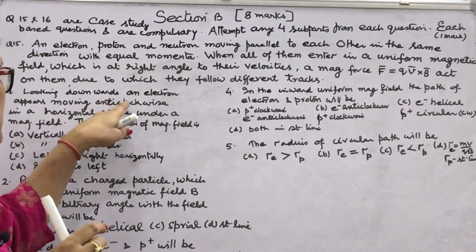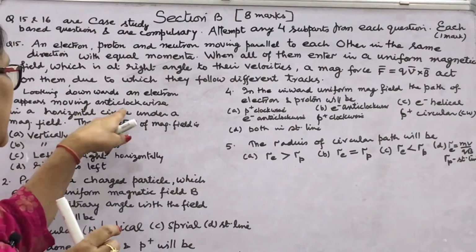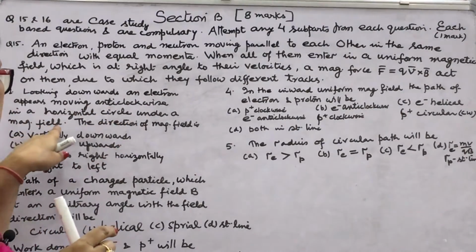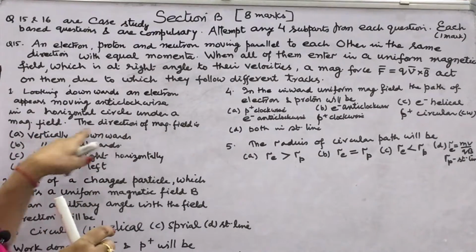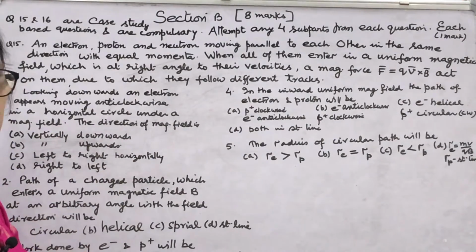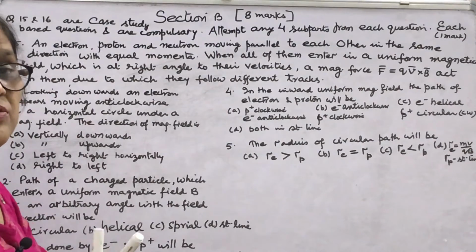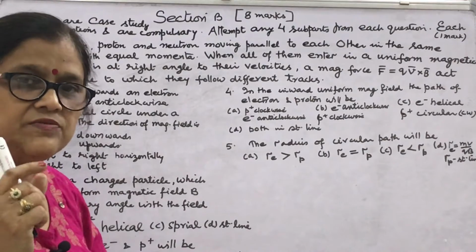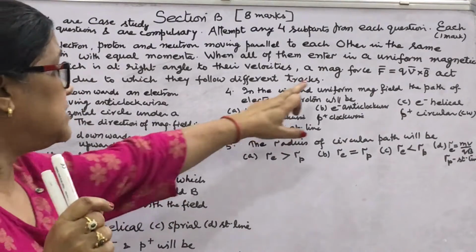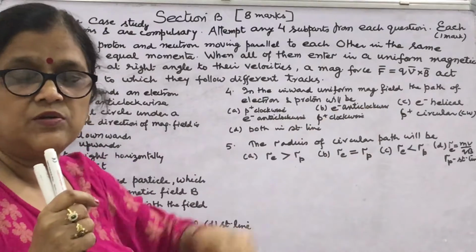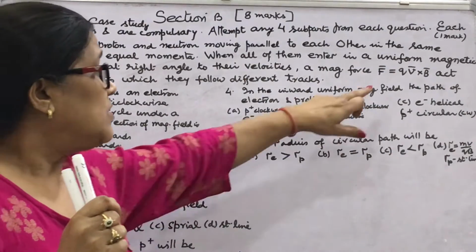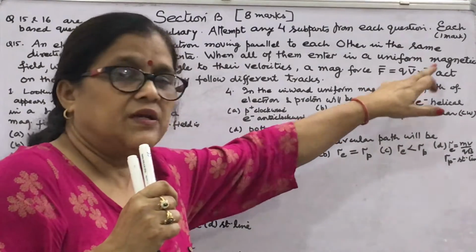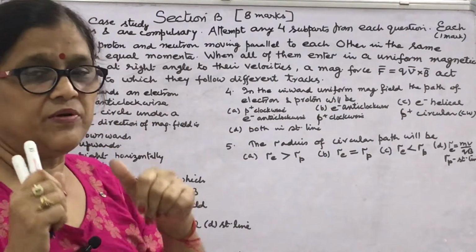Looking downwards, an electron appears moving anti-clockwise in a horizontal circle under a magnetic field. The direction of magnetic field is... You know the force acting on a charged particle moving in the magnetic field is called Lorentz force. What is the formula? It is given in the paragraph, F equal to QV cross B. This force is on the positive charge moving with the velocity V in the magnetic field B. What do you have to do?